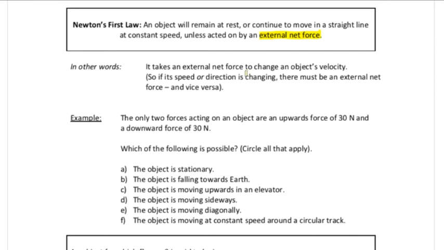Keep in mind that velocity is a vector. It has both speed and direction. So if either one of those is changing, there's acceleration. That means there must be an external net force.